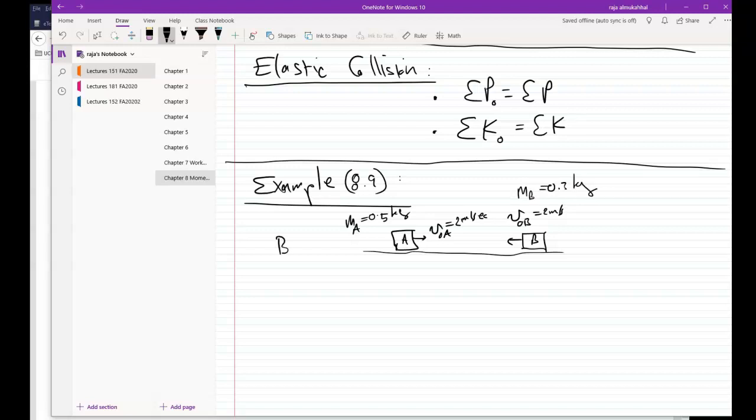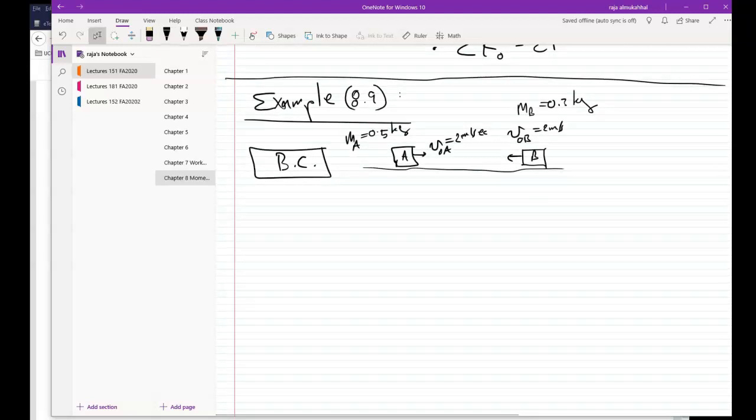This is all BC, right? And then we have AC. Let me write it down below it. And the picture looks something like that. So here is the track. Here is A, moving in the opposite direction. I'm going to call it VA, right? I don't know what it is. Okay? I have no idea what it is. And then this is B, and it's moving in the opposite direction. Okay? And I don't know that either.